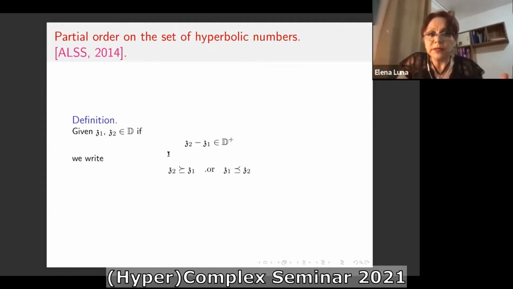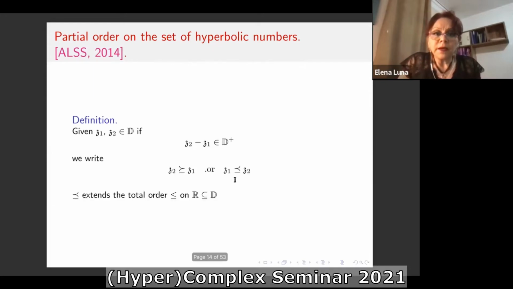I only recall that this is the notation. For 2 elements in D, if the difference belongs to the plus cone, then we say that C1 is smaller or equal to C2, and we denote with this symbol the new partial order. An important property of this partial order is that when we restrict to the real numbers, this partial order extends the total order already defined in R.